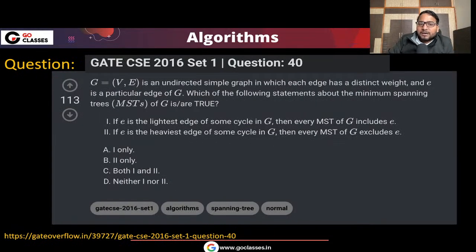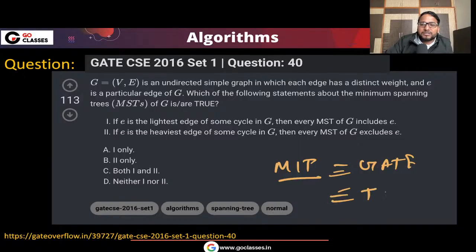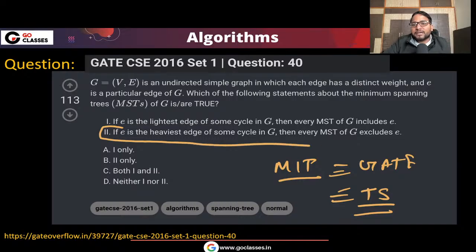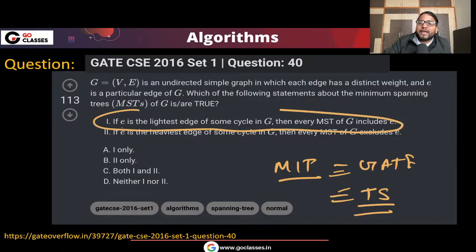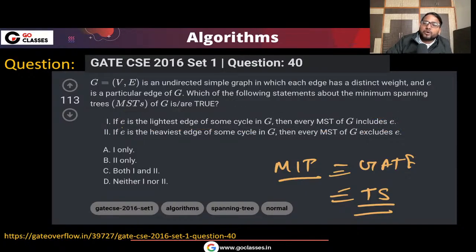Now this question, if you remember the MIT question, I told that this is a GATE question also, this is a test series question also, right? This is the line I was talking about. If E is the heaviest weight in some cycle, then every MST must exclude it. If it is the lightest weight, then every MST must include this. No, that is wrong. Why is that the case?